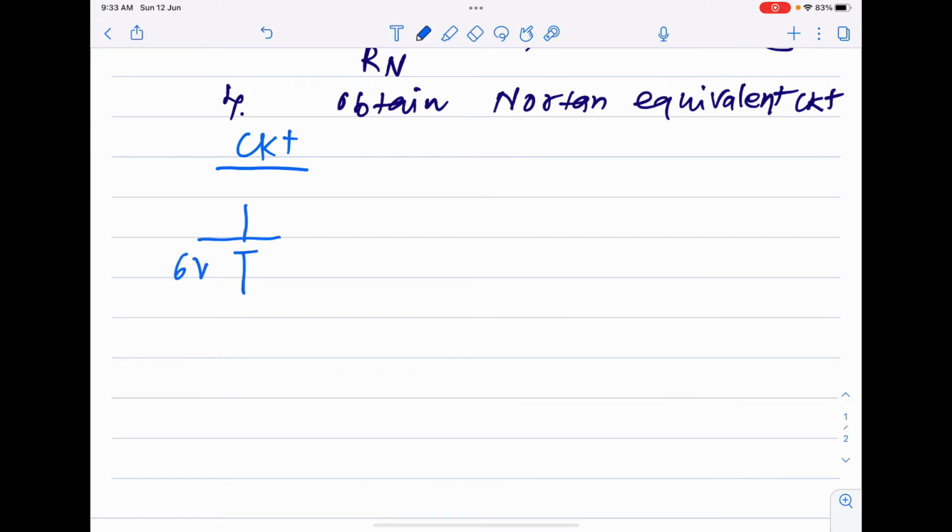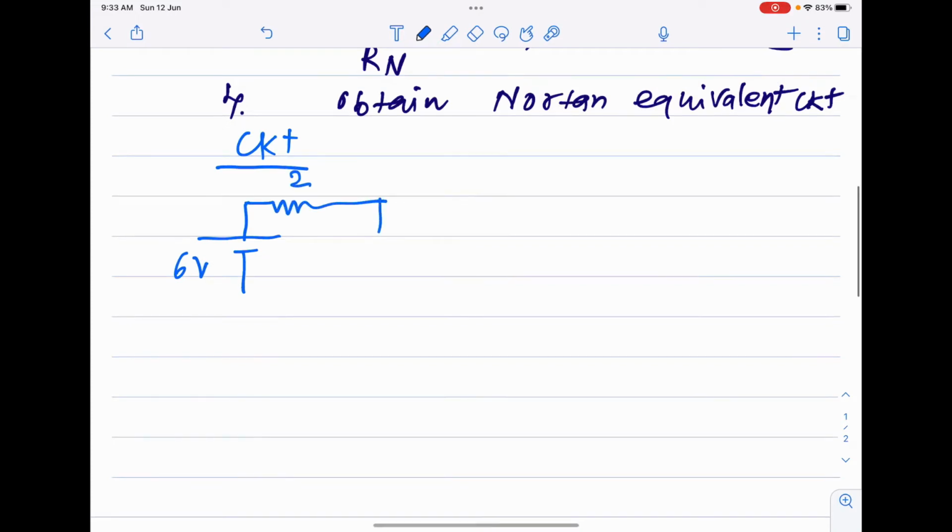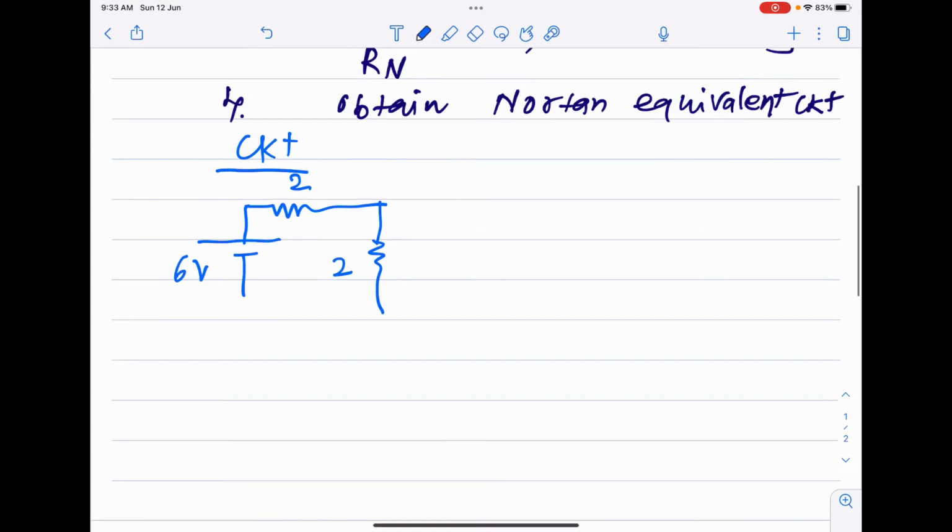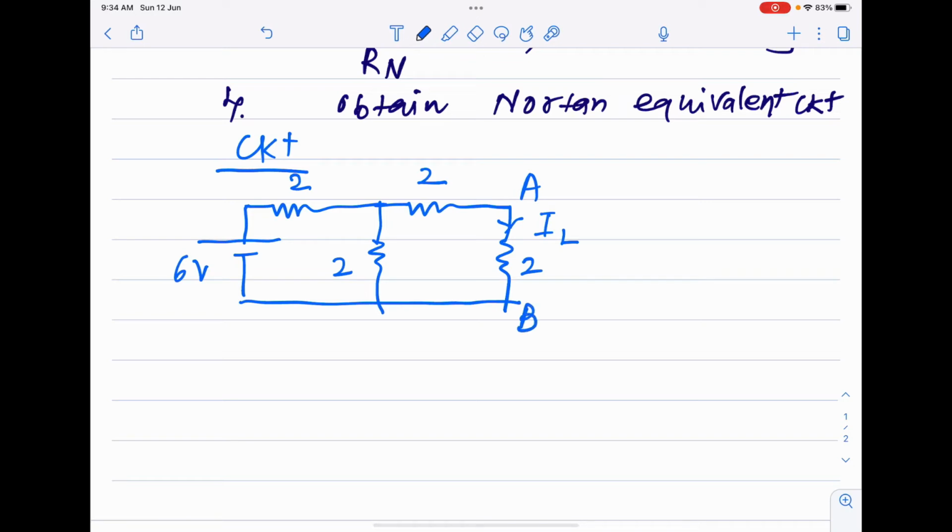Suppose this is a 6 volt battery. Suppose this is a 2 ohm resistance, this is another 2 ohm resistance, and this is another 2 ohm resistance. And suppose I want to determine the value of the current flowing through this load resistance, the 2 ohm resistance. So in the first step, suppose these are our terminals A and B to which we have to apply Norton's theorem.